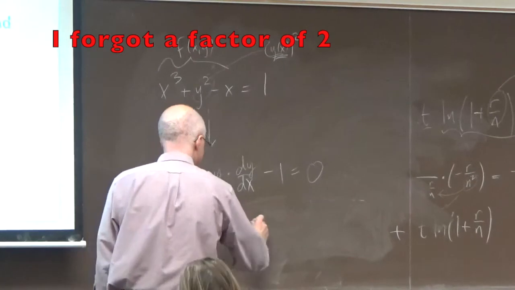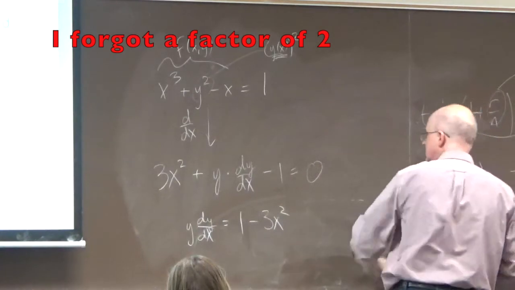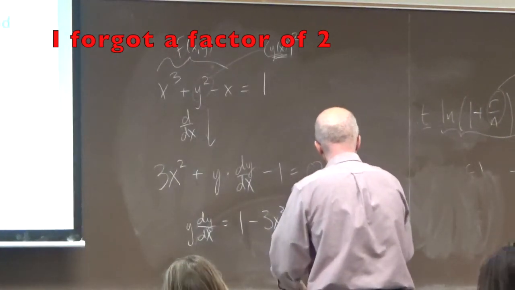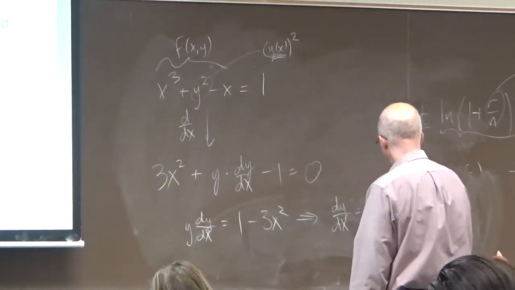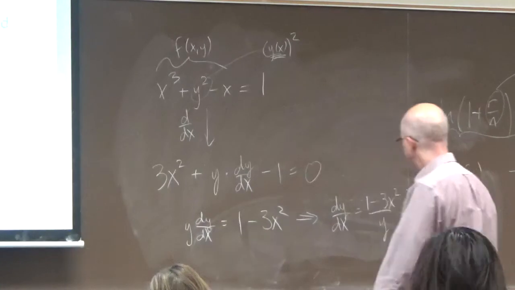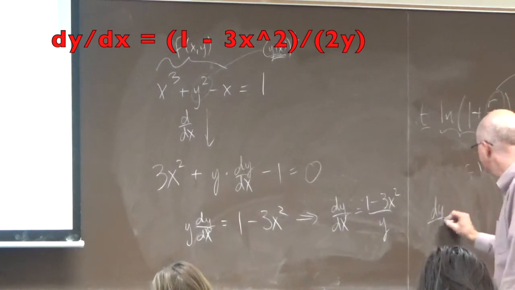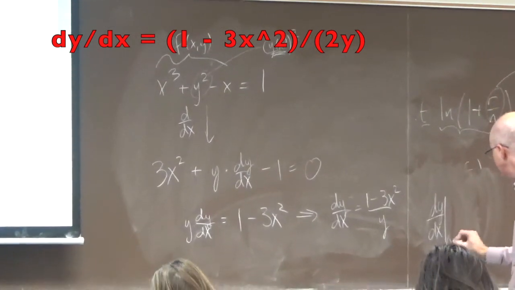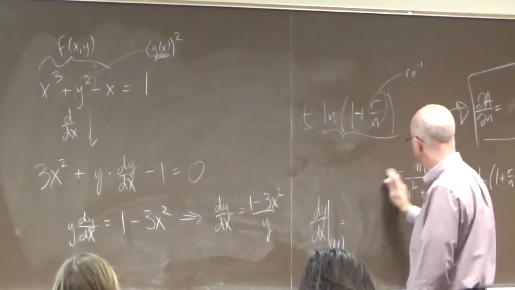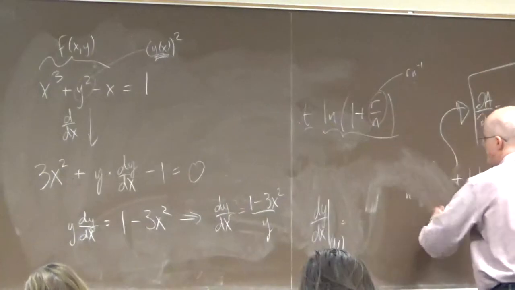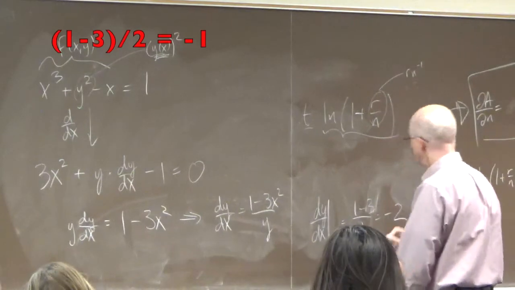Now solve this algebra equation for dy dx. Add 1 to both sides and subtract 3x squared. Now divide both sides by y. dy dx at a general point x, y is 1 minus 3x squared over y. So at the point (1, 1), if you evaluate this at the point x is 1, y is 1, plug in 1 for both x and y, you'll get 1 minus 3 over 1, -2 is the slope.